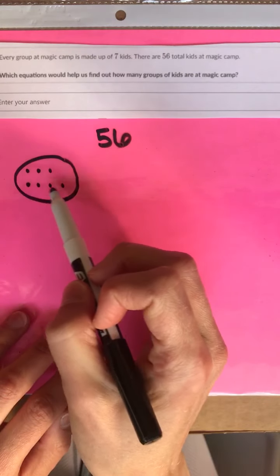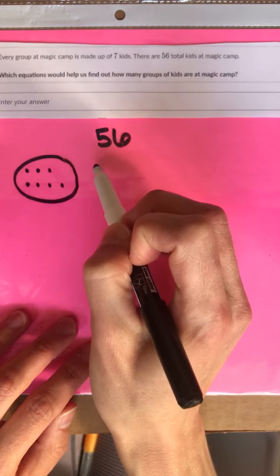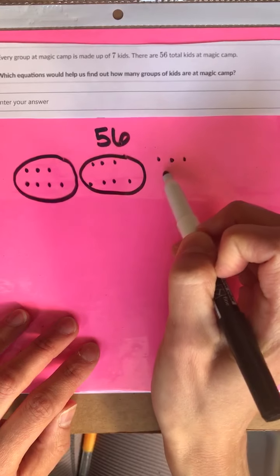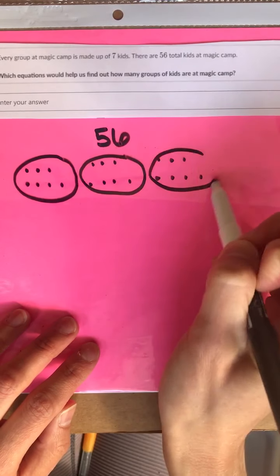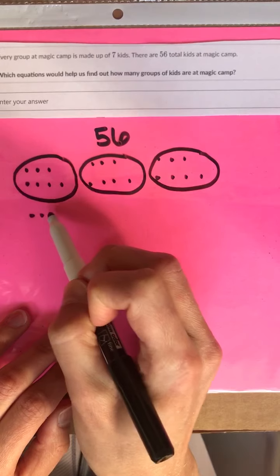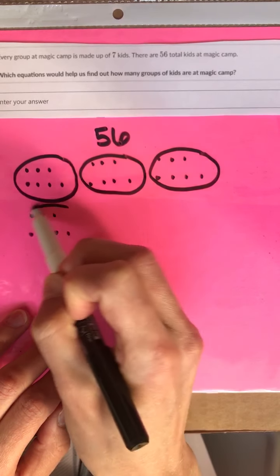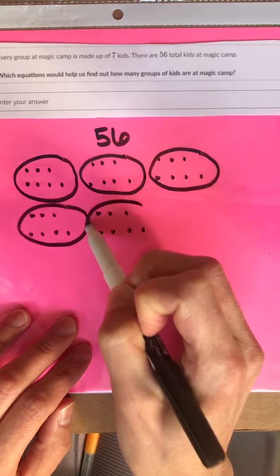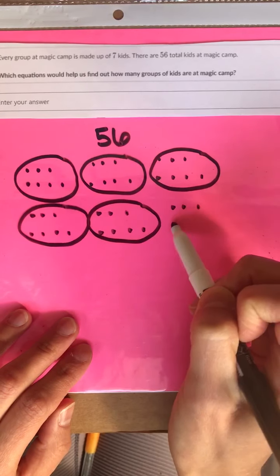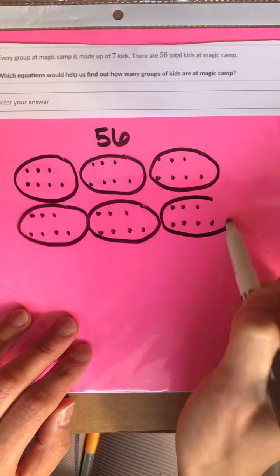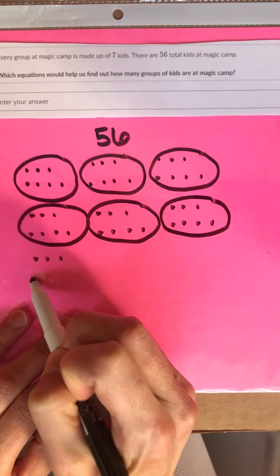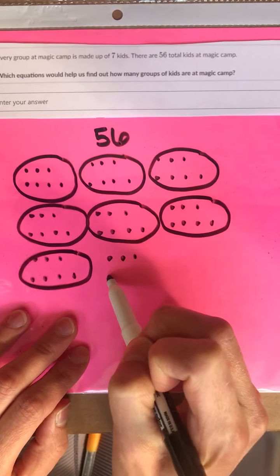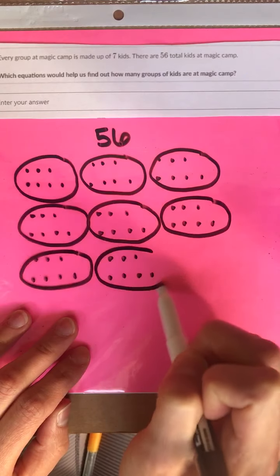Okay, great job. So I'm going to keep counting on by 7s. 7, 8, 9, 10, 11, 12, 13, 14, 15, 16, 17, 18, 19, 20, 21, 22, 23, 24, 25, 26, 27, 28, 29, 30, 31, 32, 33, 34, 35, 36, 37, 38, 39, 40, 41, 42, 43, 44, 45, 46, 47, 48, 49, 50, 51, 52, 53, 54, 55, 56.